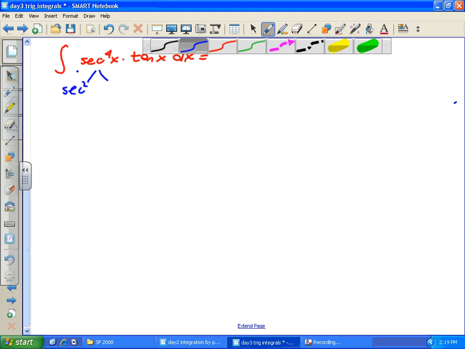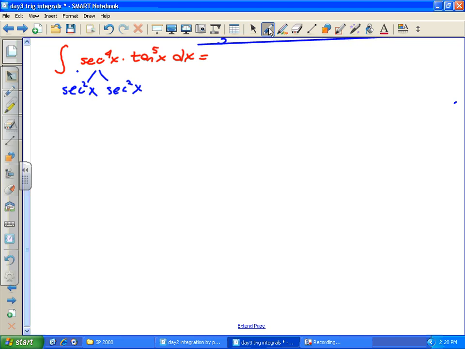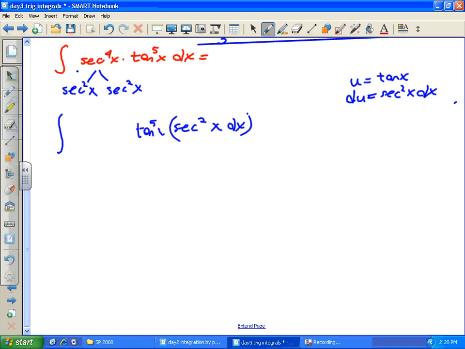So secant squared times secant squared. We're splitting secant to the fourth because we want to reserve a secant squared for our du. This means that the rest of the expression has to be written in terms of the tangent function. So if our du is secant squared, u should be tangent x. So one of the secant squares will be reserved for the du. The tangent to the 5 remains as it is. That is already in terms of tangent, obviously. And the other secant square, we will write that one as 1 plus tangent square.